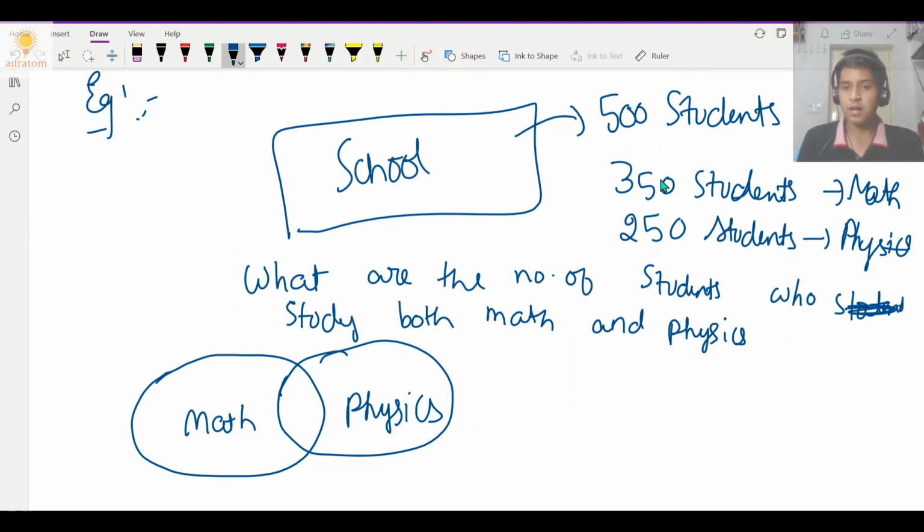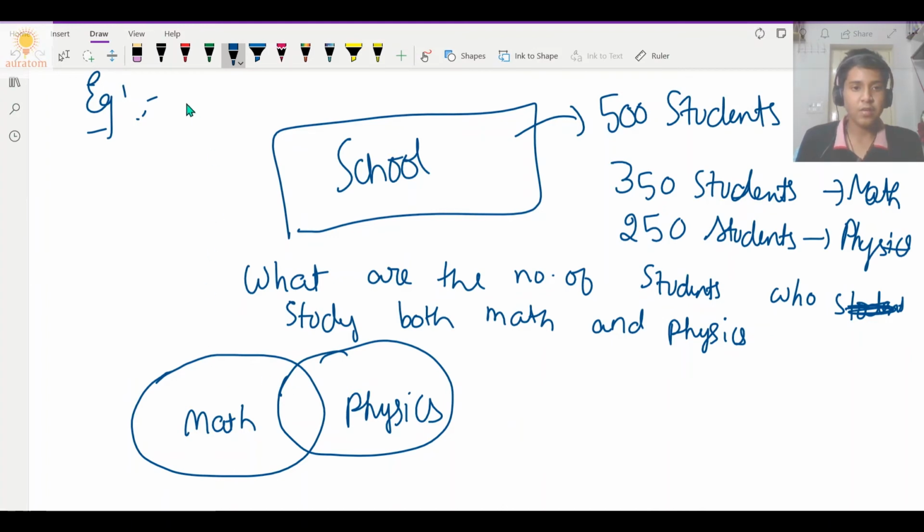Otherwise the students who study math and the students who study physics would add up to 500. The reason it's not adding to 500 is because there are some students who study both math and physics, and that's what we have to find out, right? So let's try to do that now. So these are the students who study math and these are the students who study physics, right?